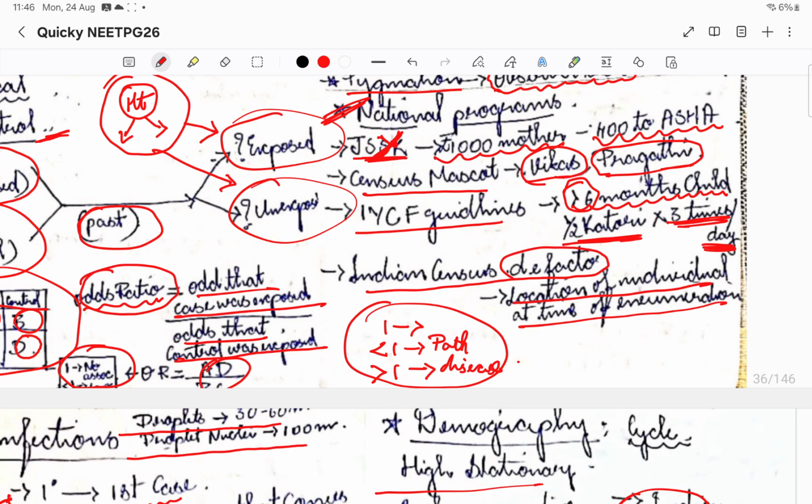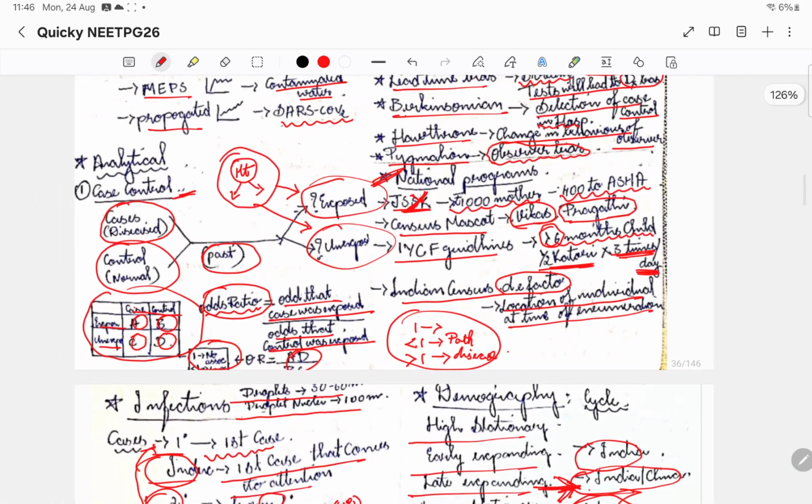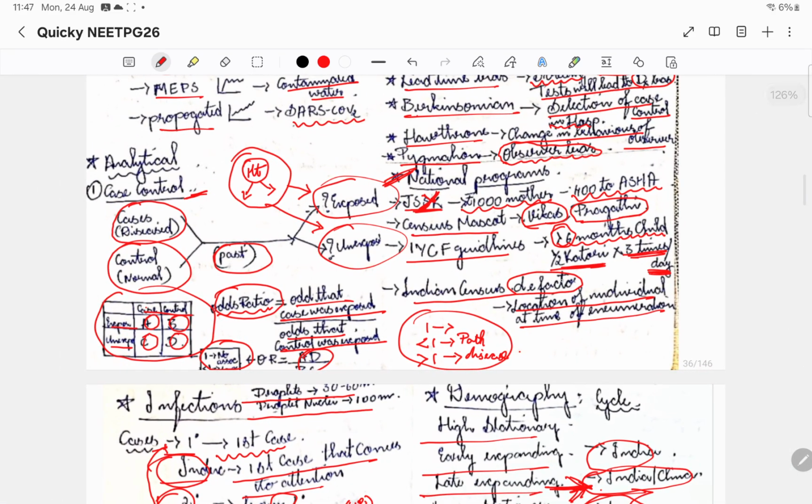Or I've been staying in Bangalore. Okay, so I'll be counted as a person from Bangalore rather than by my birthplace. So the location of the individual at the time of enumeration is what the Indian census uses. This is known as the de facto system.